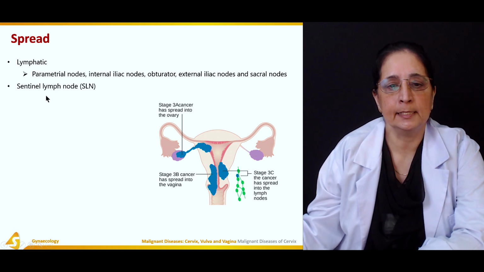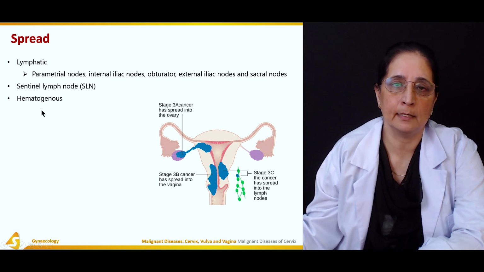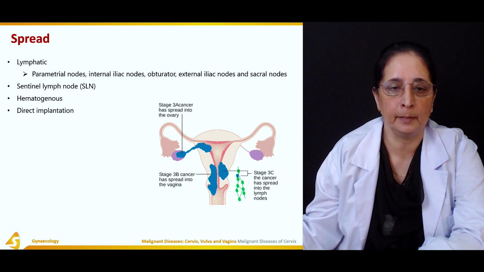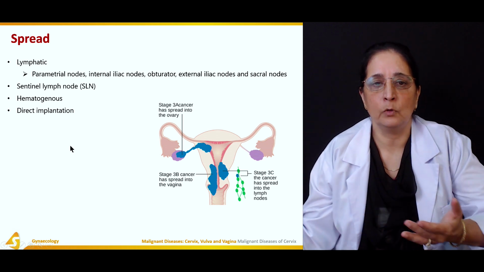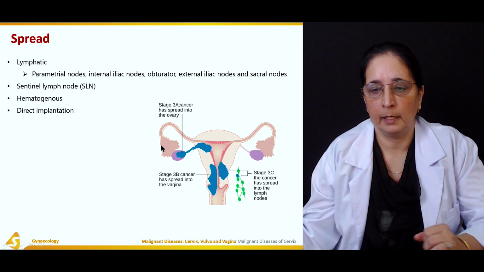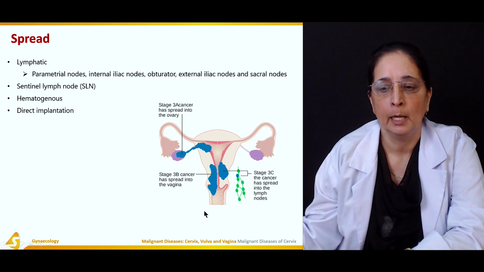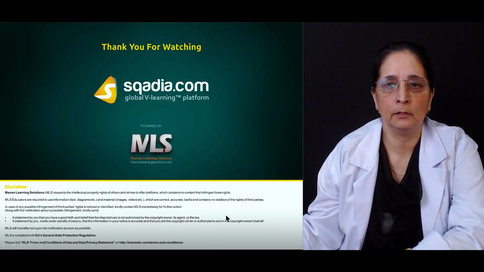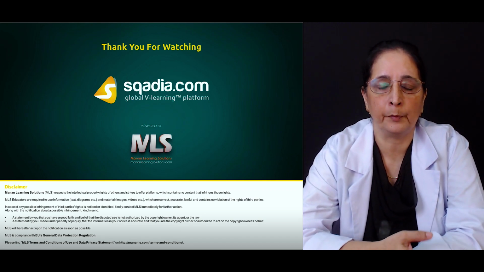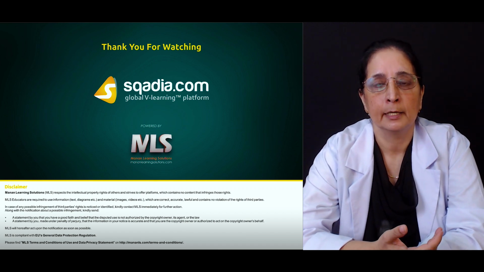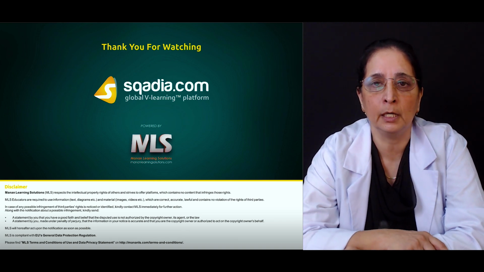And then we have sentinel lymph nodes. Hematogenous, the spread of the cervical cancer is also by the bloodstream, and it's by direct implantation also. So different modes of spread are important. It can be through the direct spread, by the lymphatic spread, and through the bloodstream. So that was all about the cervical cancer, how it presents, how it spreads, and how important is the staging and what's the effect of the early diagnosis and staging on the prognosis.